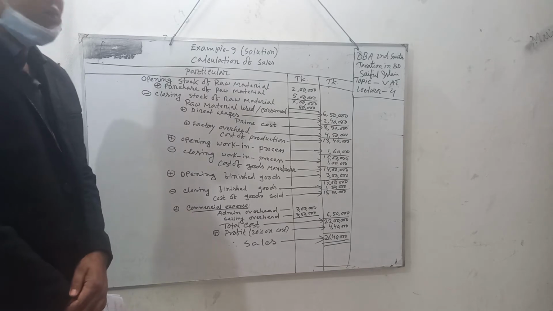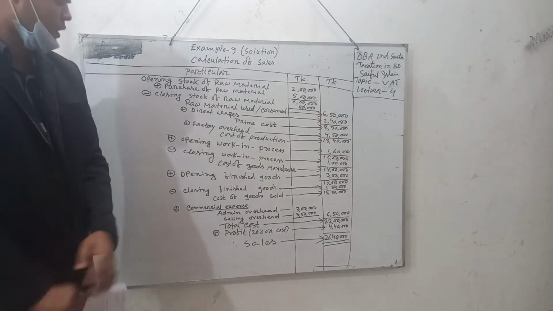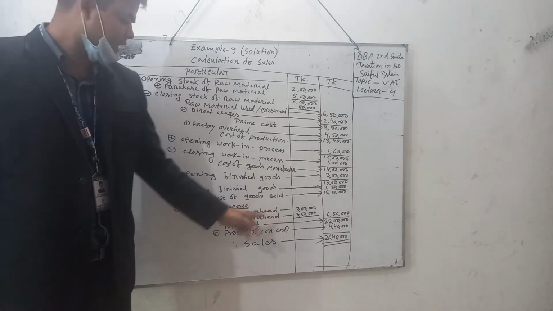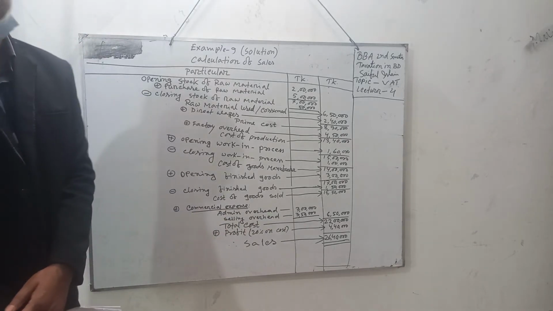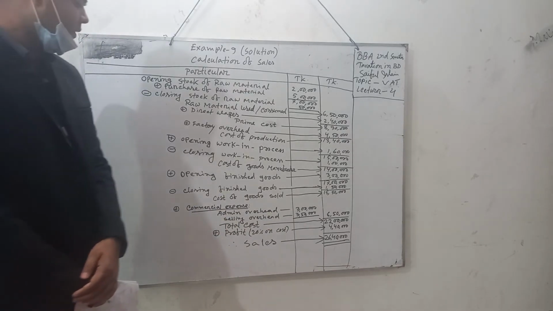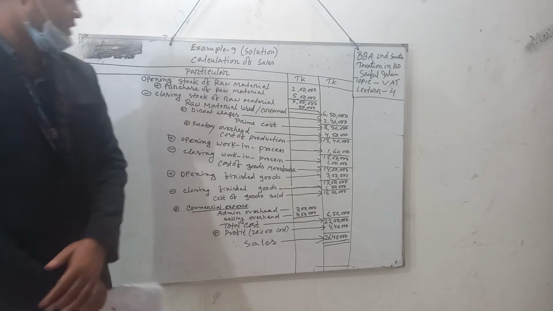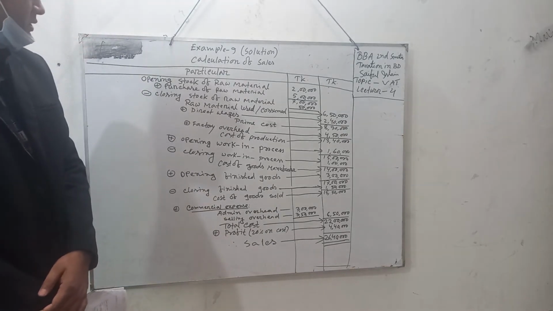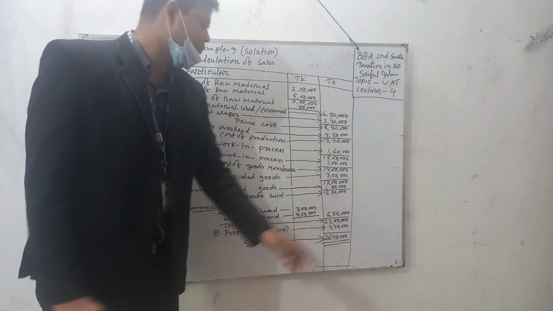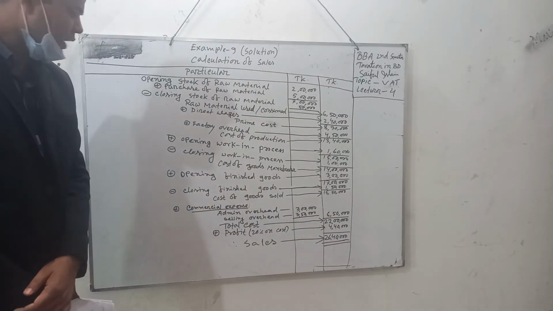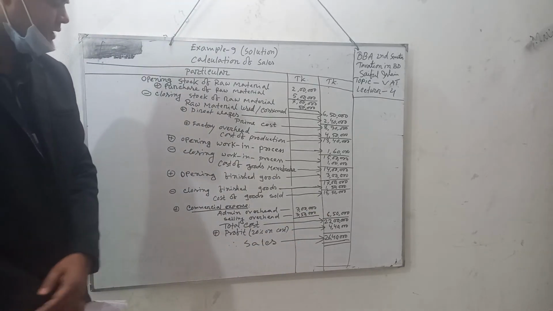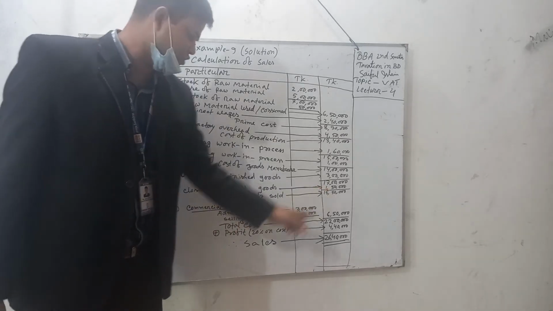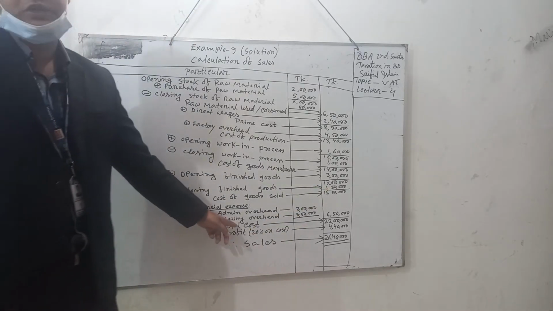When we get cost of goods sold, then we will add commercial expense. Dear students, commercial expense is of two types. One is admin overhead, another is selling overhead. Given in the question, admin overhead is 3 lakh and selling overhead is 3,50,000. The total commercial expense is 6,50,000. We will add the total commercial expense with cost of goods sold. Then the answer will be total cost.